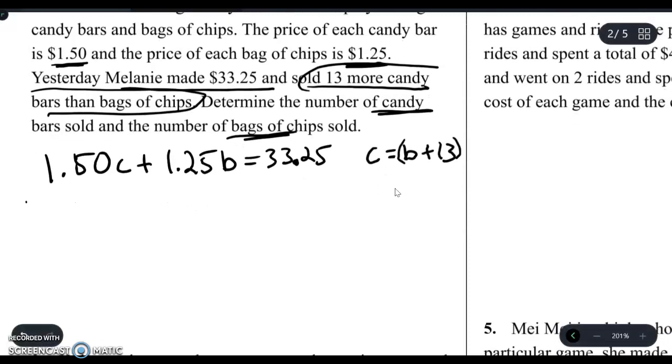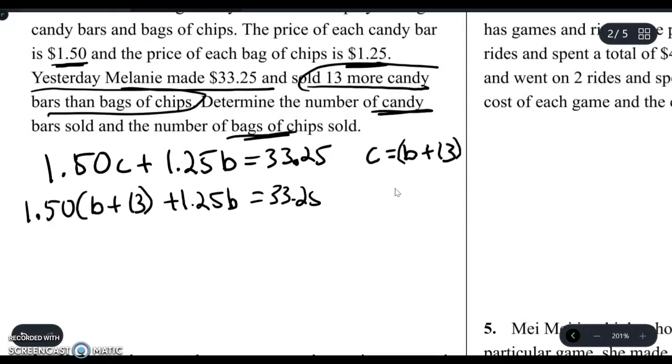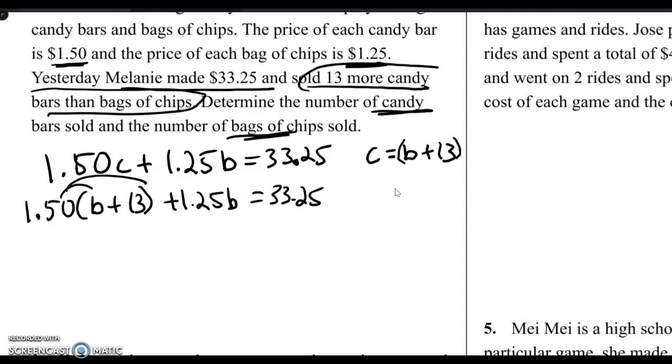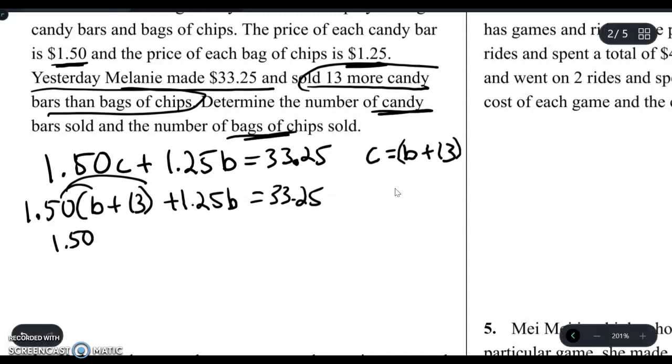So that's going to give us 1.50 times C, which is B plus 13, and everything else we're just going to bring down. And now the equation is just filled with B, and we can solve it. First, we're going to distribute. 1.50 times B is 1.50B. 1.50 times 13 is 19.50.